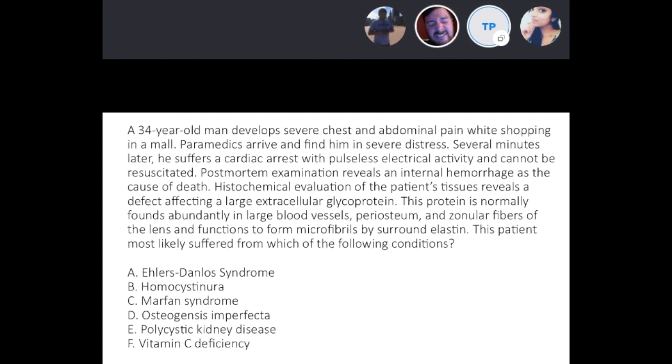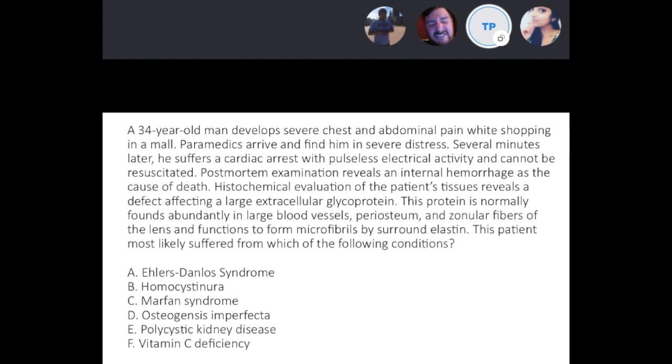Next one. A 34-year-old man developed severe chest and abdominal pain while shopping in the mall. Paramedics arrive and find him in severe distress. Several minutes later, he suffers a cardiac arrest with pulseless electrical activity and cannot be resuscitated. Post-mortem examination reveals an internal hemorrhage as the cause of death.